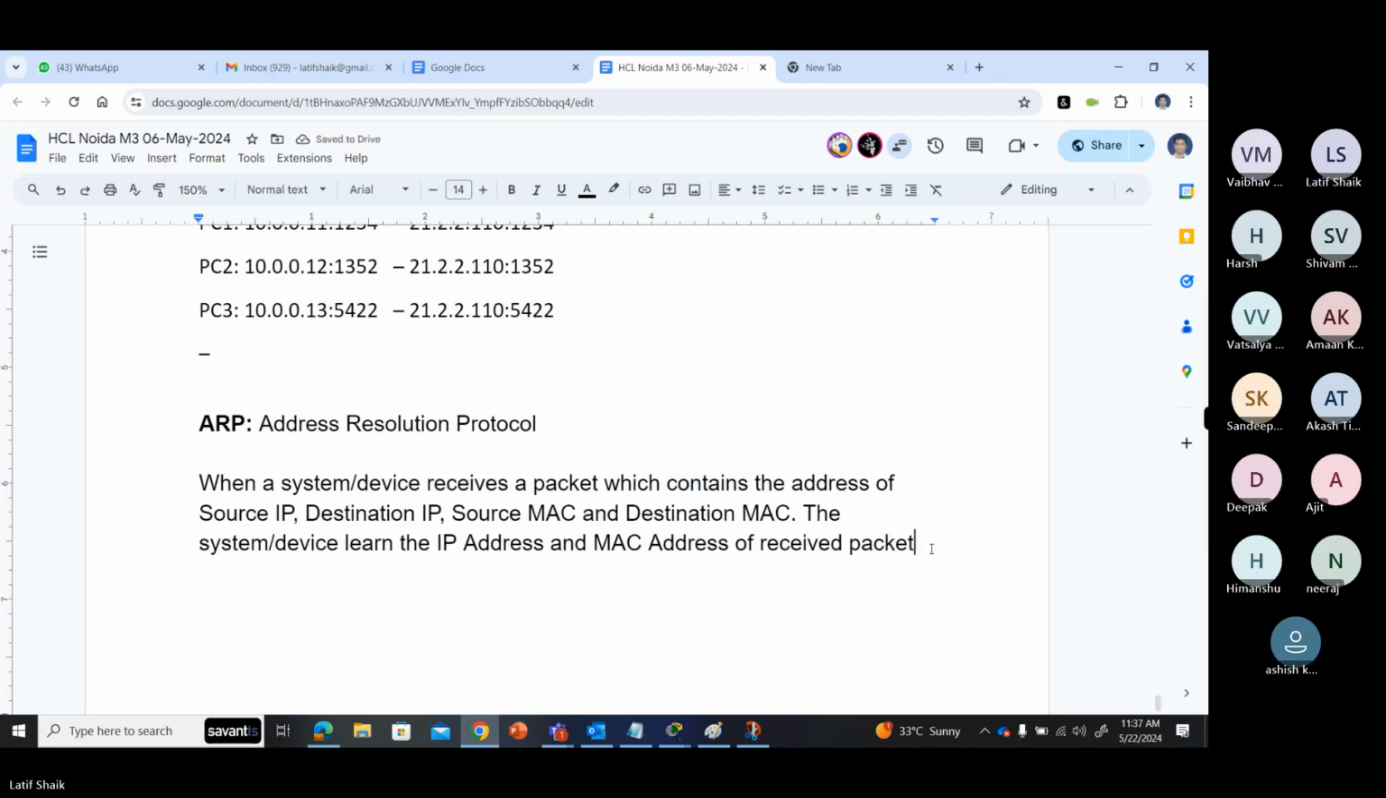It's simple, guys. You received a letter. It contains a to address and a from address. You know your to address, so you keep it aside. But if you want to send it back, to reply, what will you do? You save the from address, right? The same thing here. It saves the from address. The system or device learns the IP address and MAC address of a received packet.